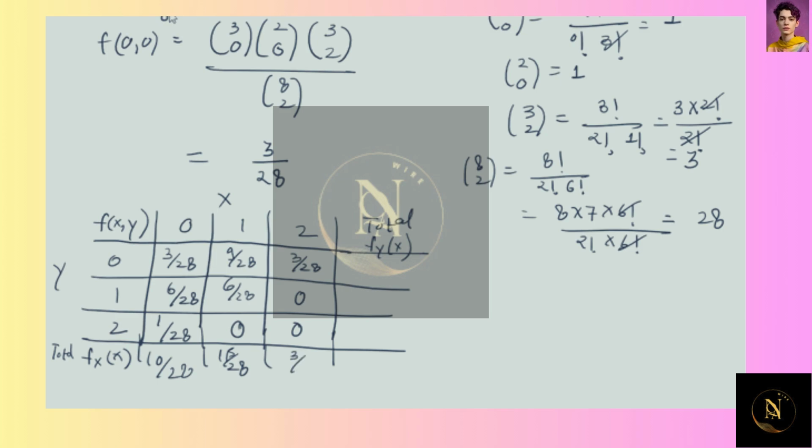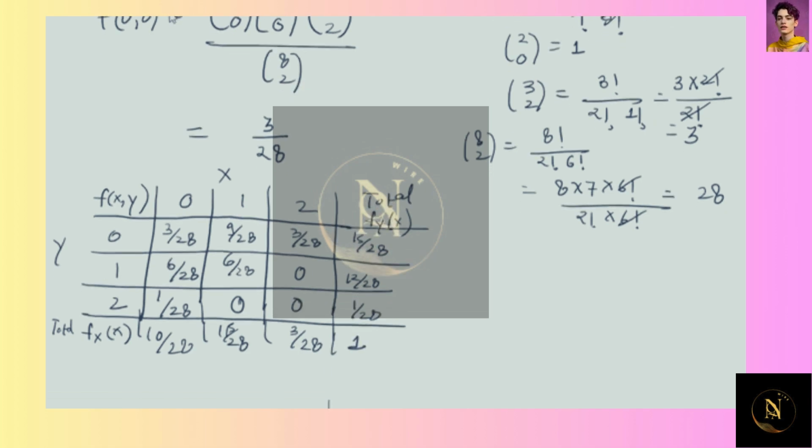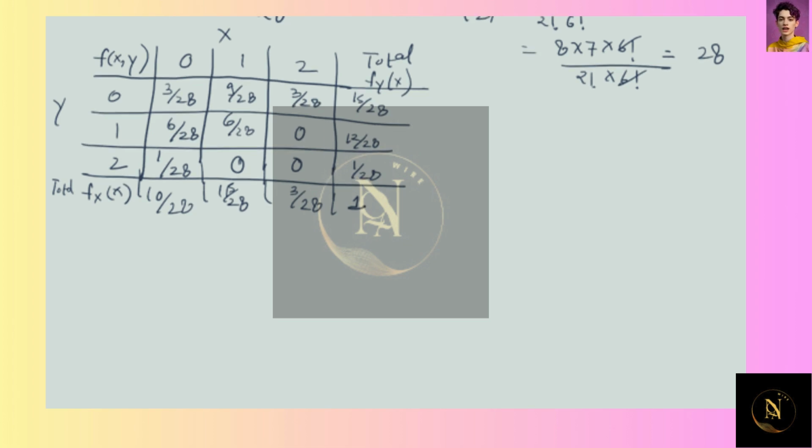This would be equal to 3 by 28. This would be equal to 15 by 28. This would be equal to 12 by 28, and this would be equal to 1 by 28, and in total this would all be equal to 1, because we know that for any event the total probability is equal to 1. Okay, so this would be our A part. This is the answer for our A part.